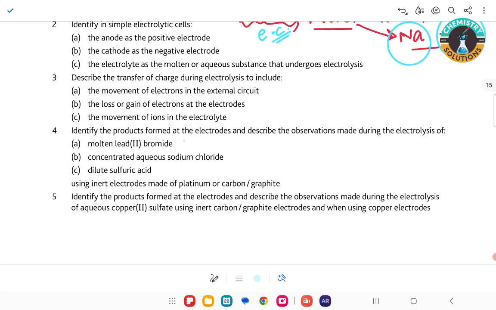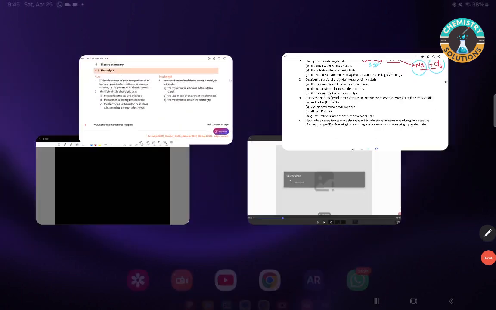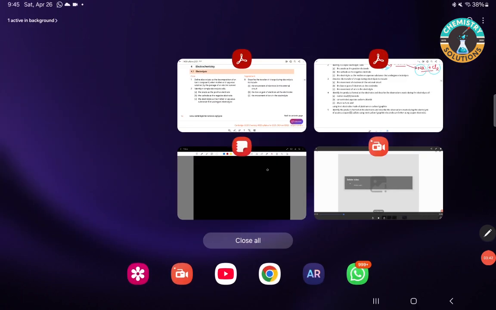So we will do the examples of lead bromide, concentrated aqueous sodium chloride and dilute sulfuric acid using inert electrodes made of platinum or carbon graphite. And then in the fifth point, identify the products formed at the electrodes and describe the observations made during the electrolysis of aqueous copper(II) sulfate using inert carbon graphite electrodes and when using copper electrodes. So these are the parts. Let's move towards our understanding of this topic of electrolysis.